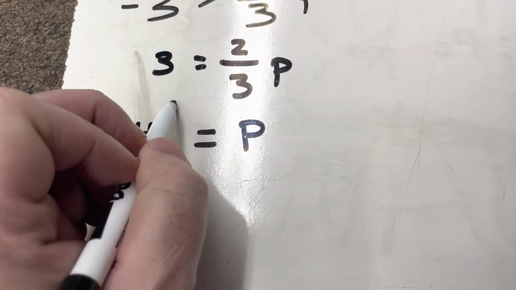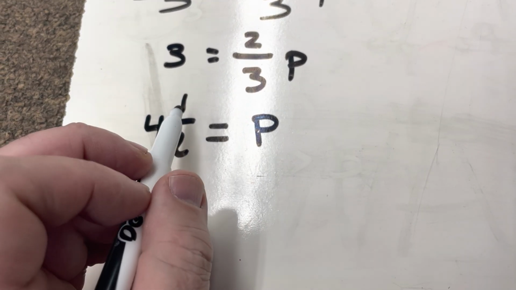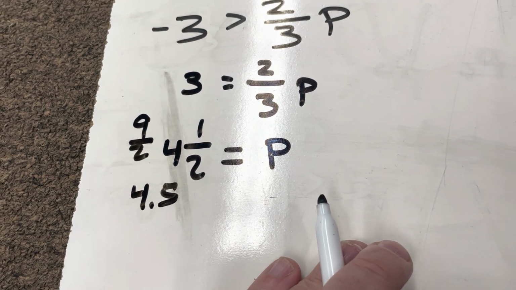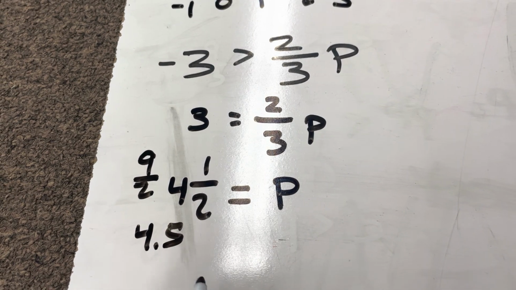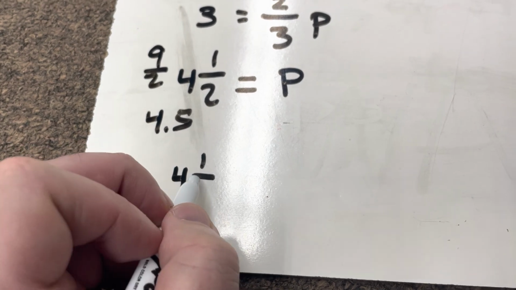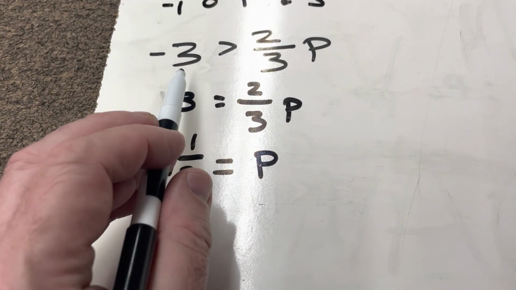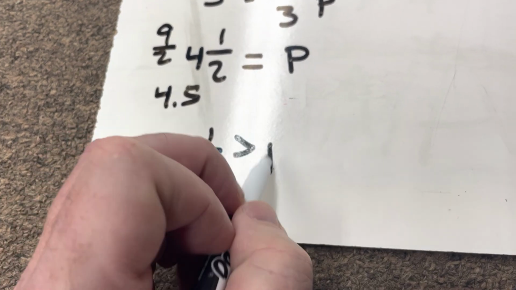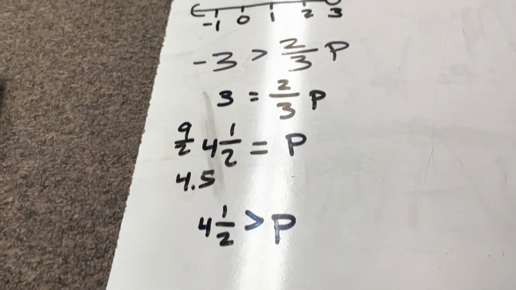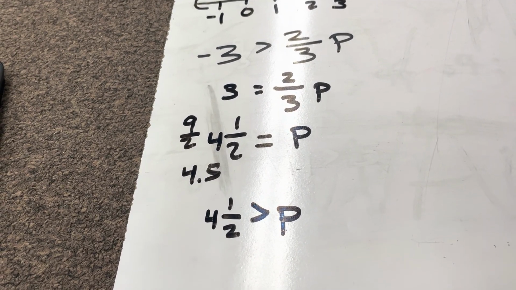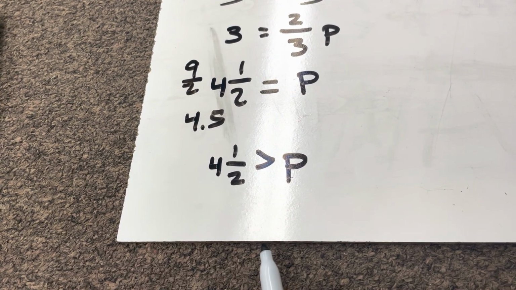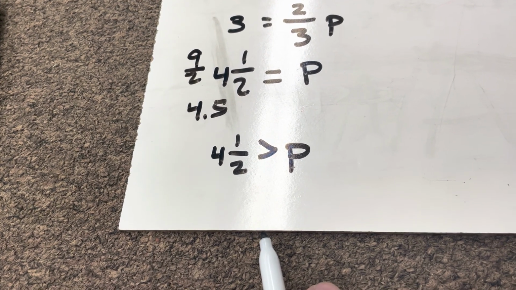That equals 4.5. You might write that as 2 times 4 is 8 plus 1, 9/2. You might also write that as a decimal, 4.5. Either one of those would be acceptable. So now I know that that leaves me with 4.5 is greater than p. But don't be confused because p is on the right side of the inequality, okay? P is on the right side.